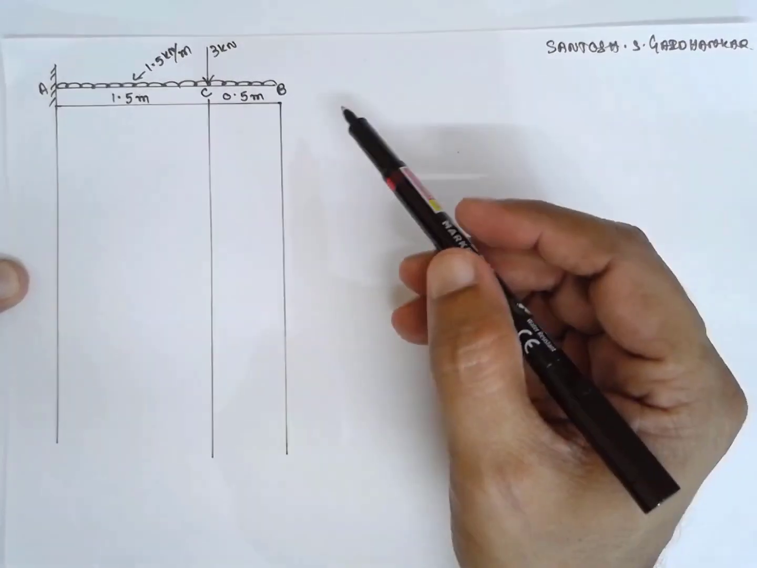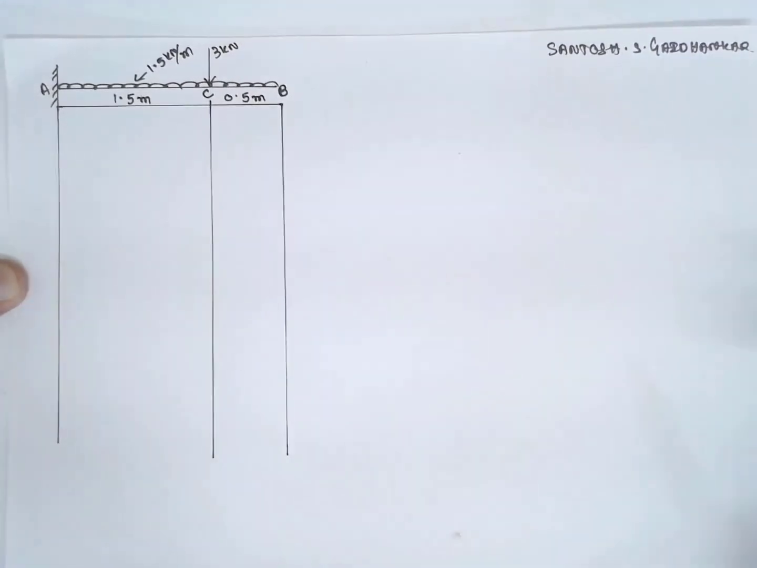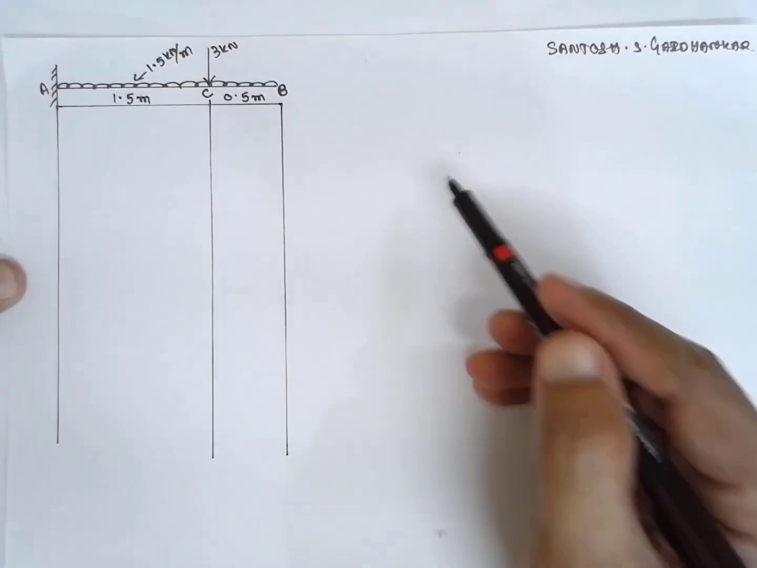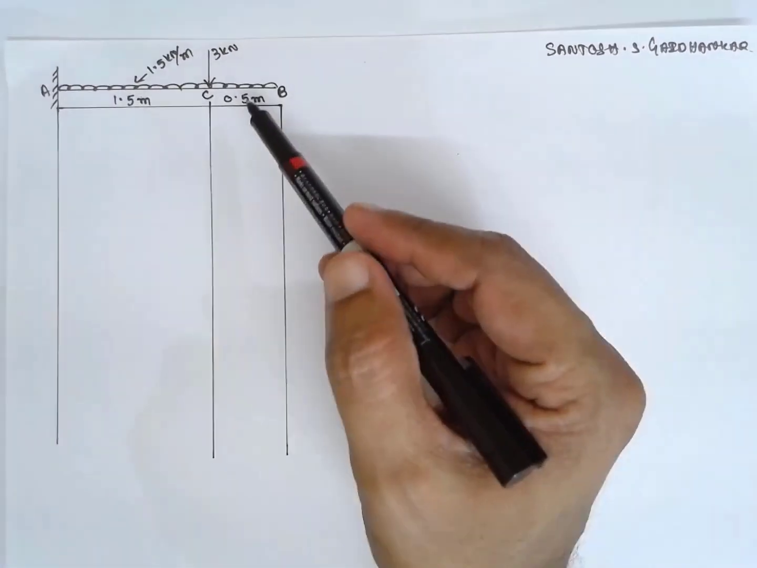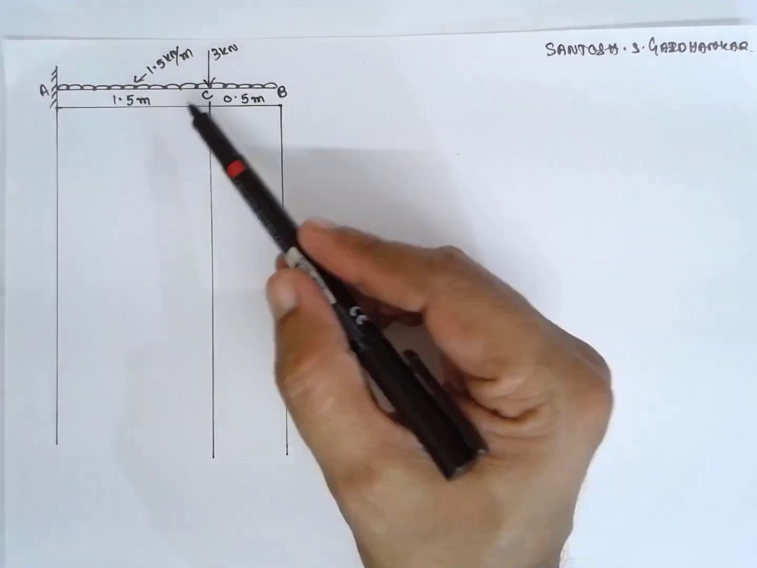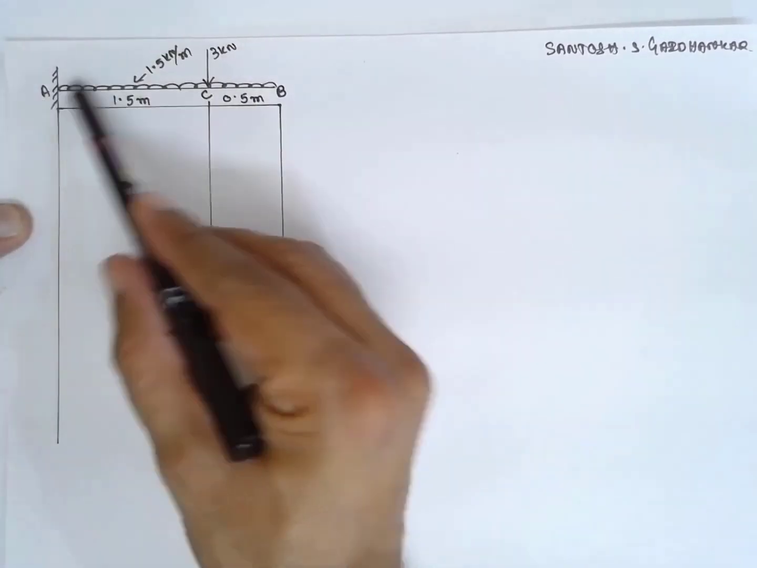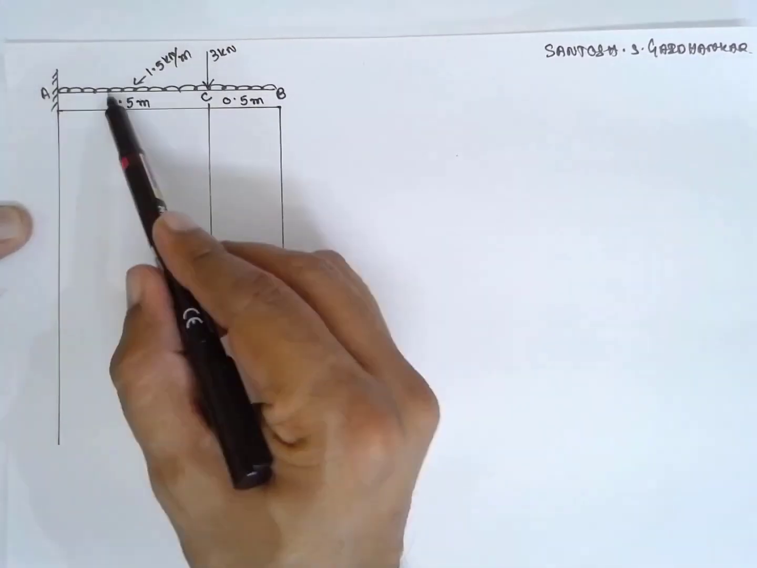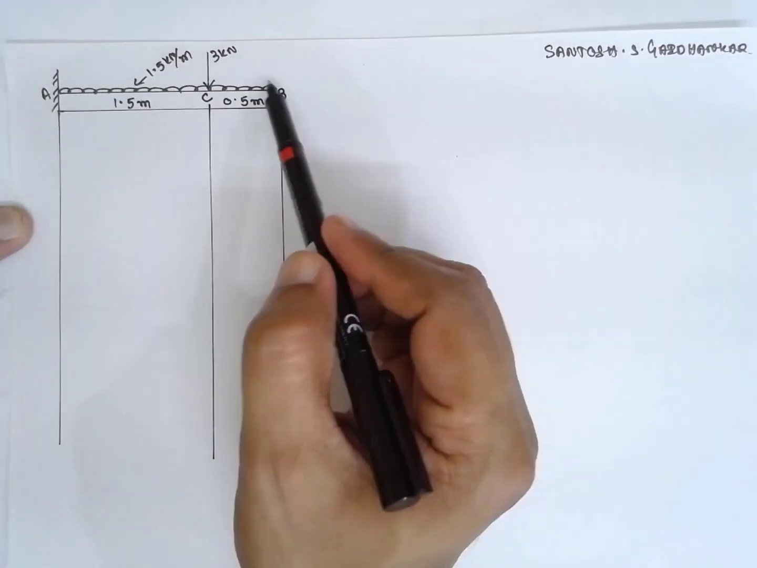Today I am teaching you the strength of material or mechanics of material. In that one, SFD and BMD, particularly cantilever beam. A cantilever beam having a point load and a UDL, complete UDL.